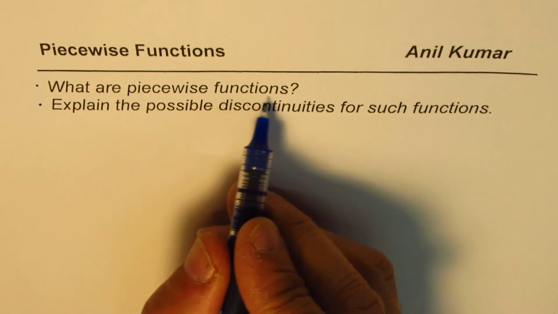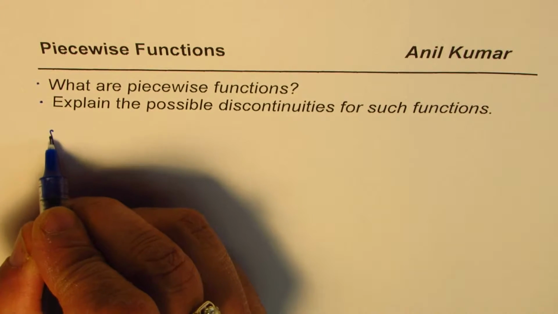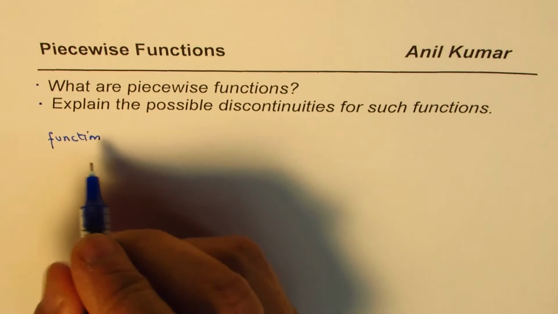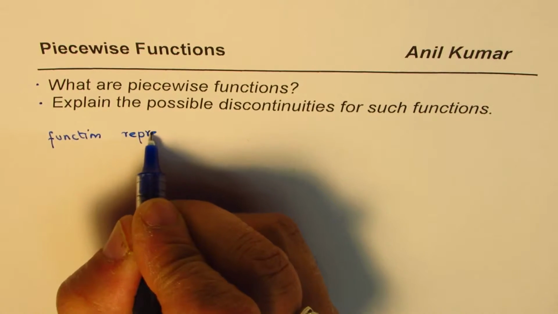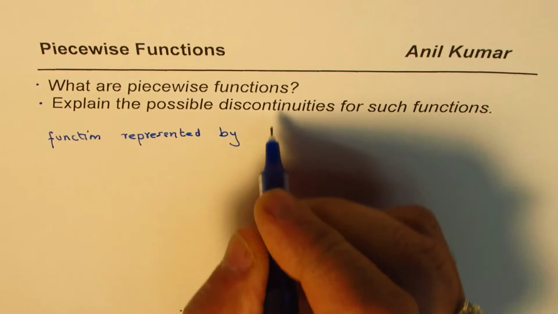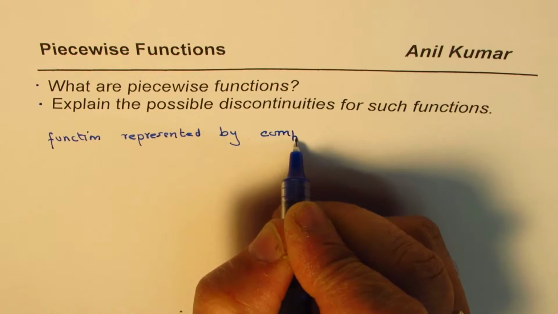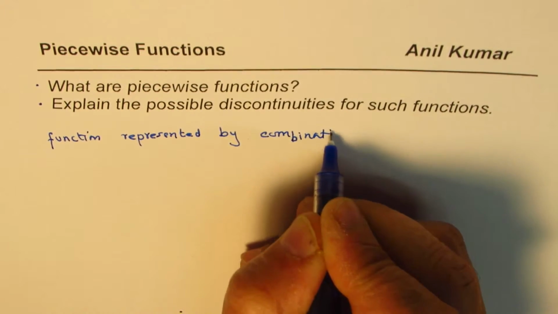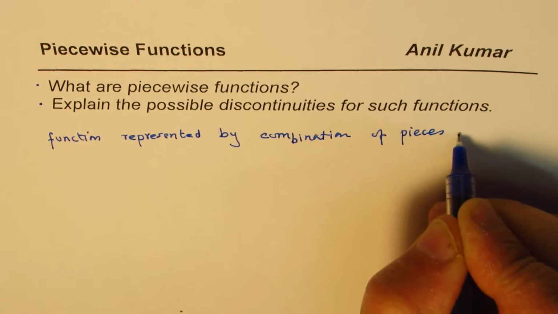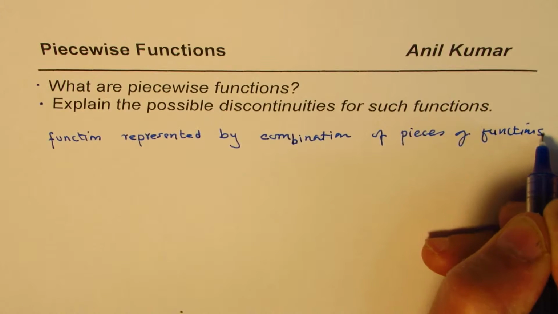So piecewise functions, as the name suggests, means a function represented by a combination of pieces of functions. So in a function we have different pieces.